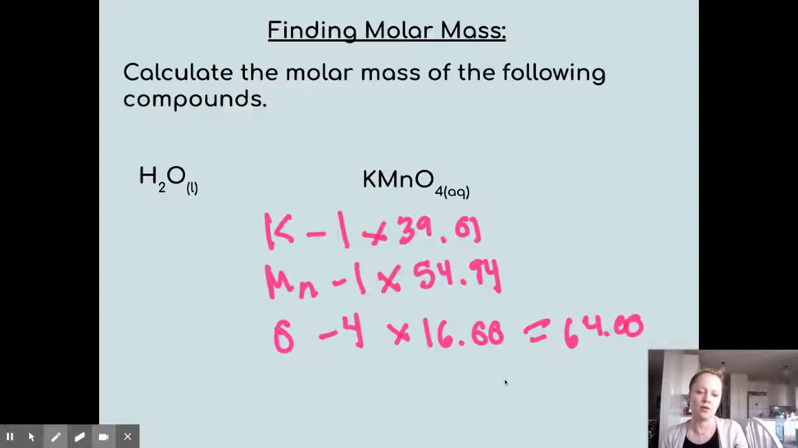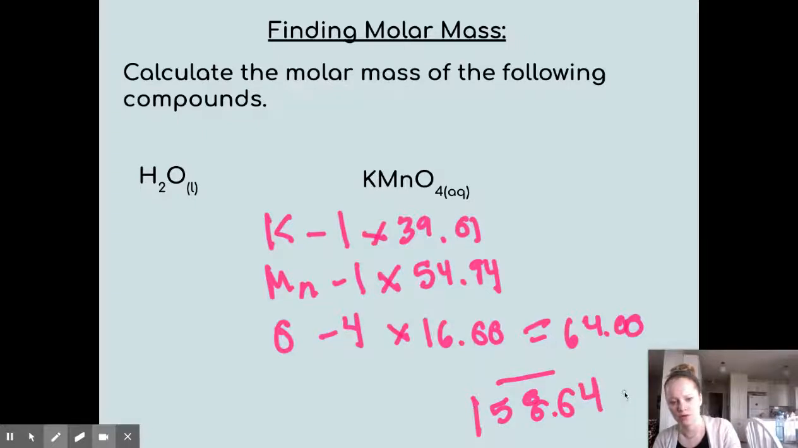And then I'm going to add all of this up. So 39.10 plus 54.94 plus 64.00. You're going to want your calculator for this one. Okay. And you should get 158.04 grams per mole. That's the molar mass of potassium permanganate.